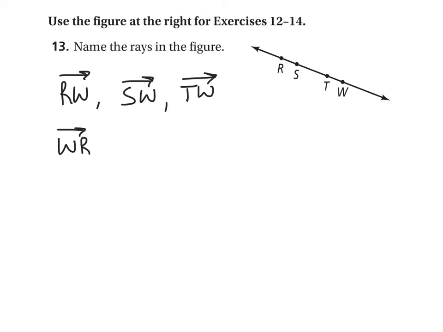Okay, well, if we start at endpoint T and head in that direction, we have TS or TR. Again, they are the exact same ray, just two different ways of naming it. And then if I start at S and head in that direction, I then get ray SR. So again, in this diagram, there are 4 different rays.